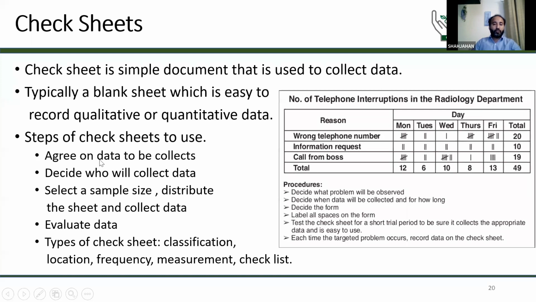Steps to use a check sheet: agree on the data to be collected, decide who will collect the data, select a sample size, distribute the sheet and collect data. Then after collection, evaluate the data. And the types of check sheet classification are location, frequency, measurement, or checklist. These are the types of check sheet.